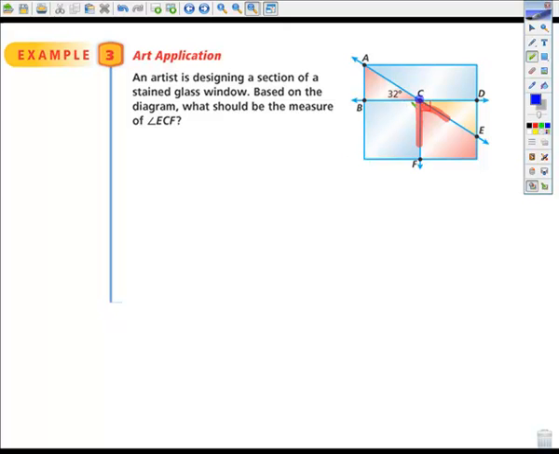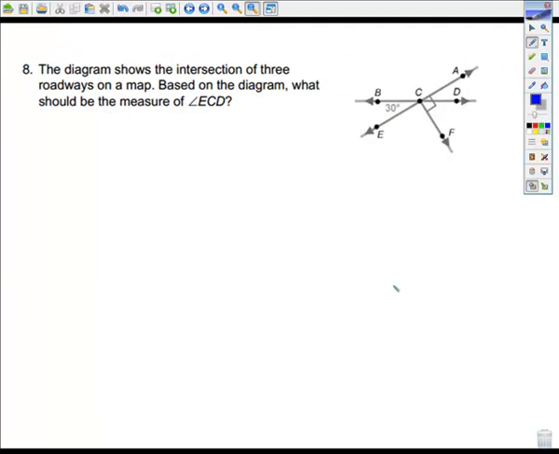So if I look at that vertex, right here's the angle. Right here is the vertical angle. So I know that DCE is also 32 degrees. And these two angles, DCE and ECF, are complementary. I know they're complementary because I've got the right angle symbol there. I know that together they add to 90 degrees. So this gives me 58 degrees for this angle, ECF.